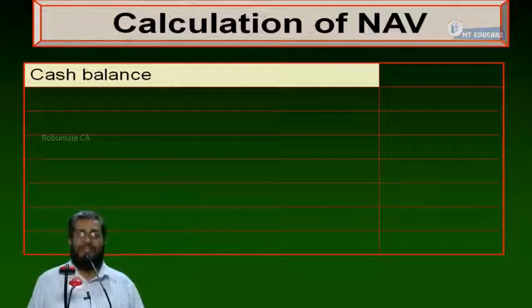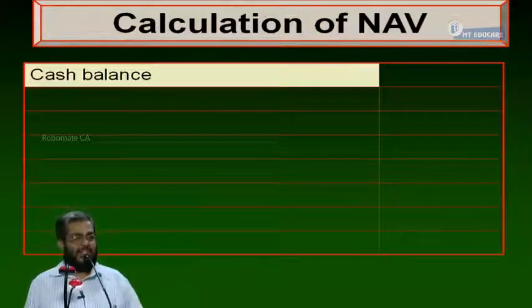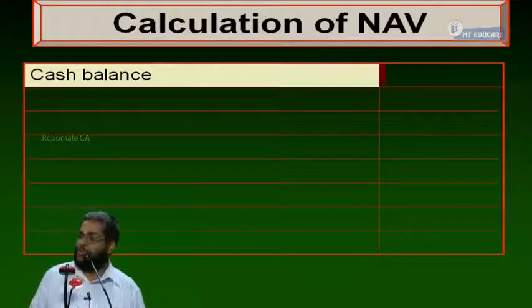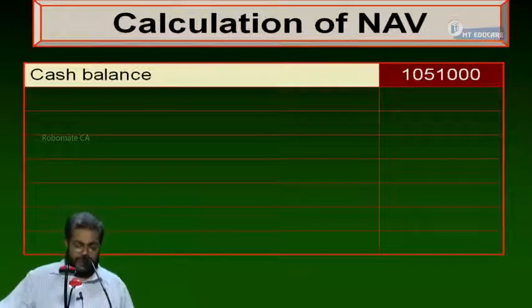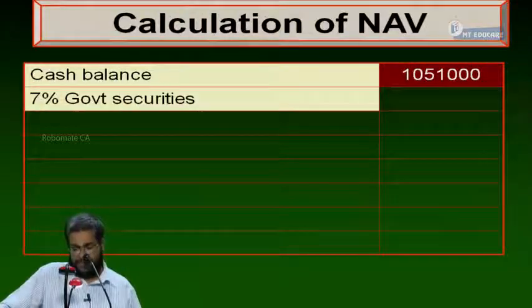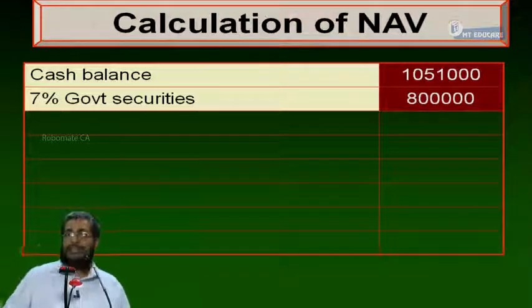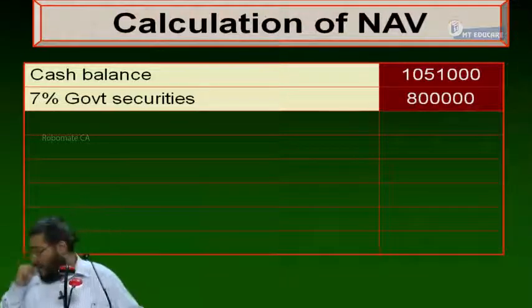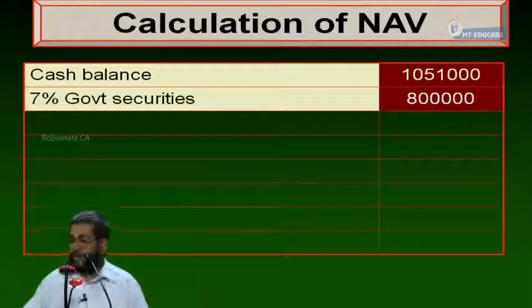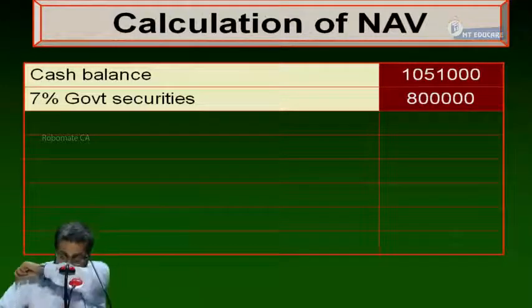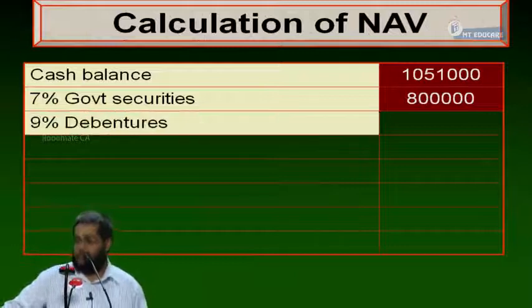Cash balance. At the end of the year, take the balance sheet of the mutual fund. It is going to have a cash of how much rupees? 10,51,000. Okay. 7% government security will be trading at what? Par. They have not given any other rate. How much rupees? 8 lakhs. We are just totaling the balance sheet values.